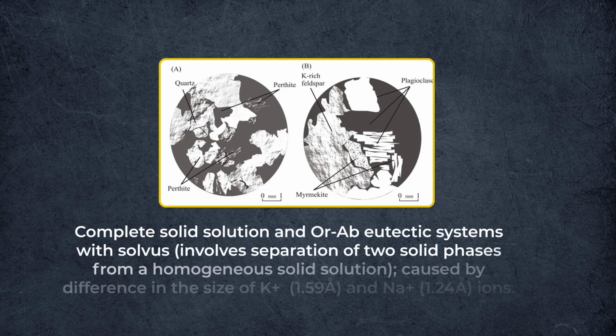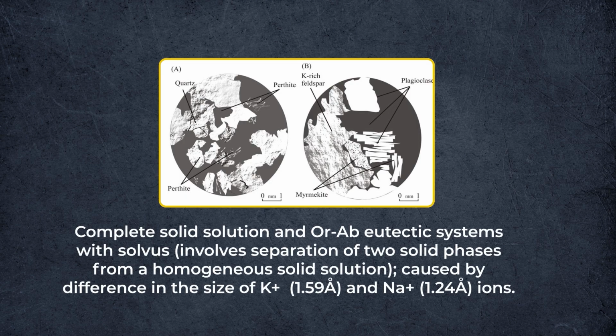Here, the complete solid solution in the orthoclase-albite eutectic system with solvus involves separation of two solid phases from a homogeneous solid solution caused by difference in size of K ions. K means potassium ions having an ionic radius of 1.59 angstrom and sodium ions having a radius of 1.24 angstroms. So these two ions are mutually replaced, giving rise to the formation of the texture.